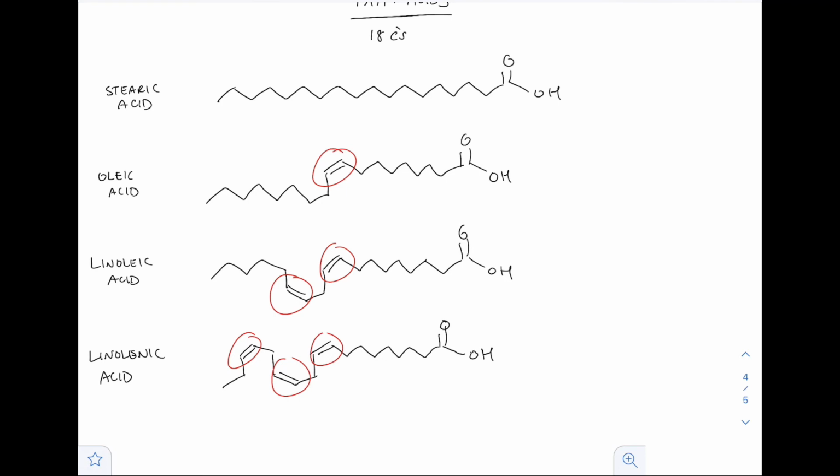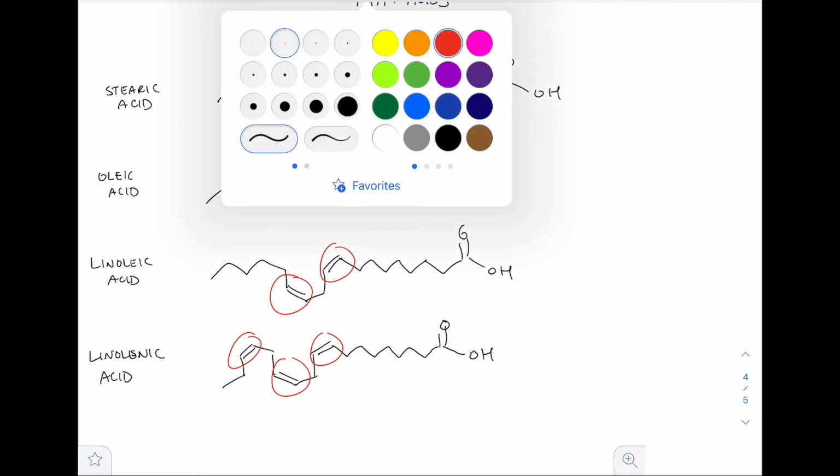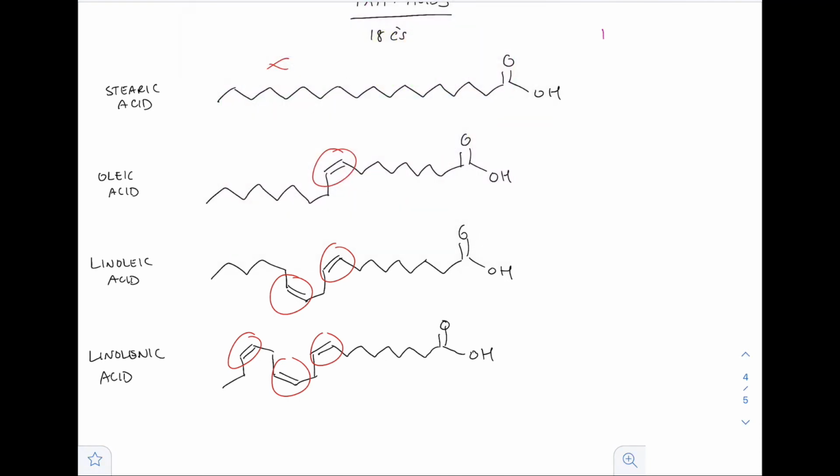Boom. So as you see, we have none on the top, and then we get 1, 2, and then 3, right? So this is important to point out because we can see the trend in the melting point go down. So stearic acid having none is 69 degrees, oleic is 4, linoleic is -5, and linolenic is -11. So as you can see, the more double bonds we have in it, the lower the melting point.